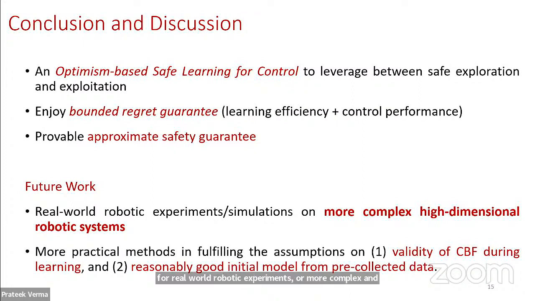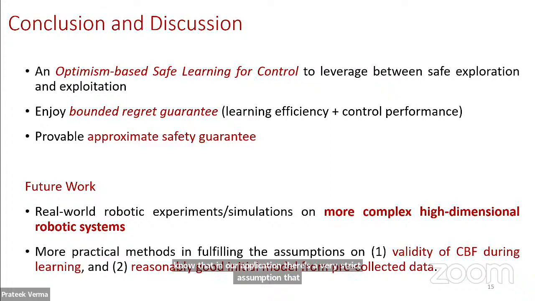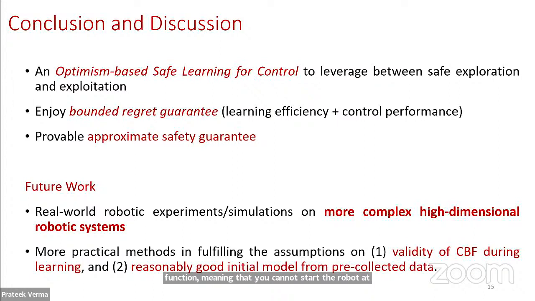And for the limitations, we know that in our application, there's a very strict assumption that we should remain feasibility of the control barrier function, meaning that you cannot start the robot at the boundary of the safety region, that you may probably have no safe actions by that time. And the second is that we require a reasonably good initial model from the pre-collected data so that you have a roughly good estimate about the things that you don't know.